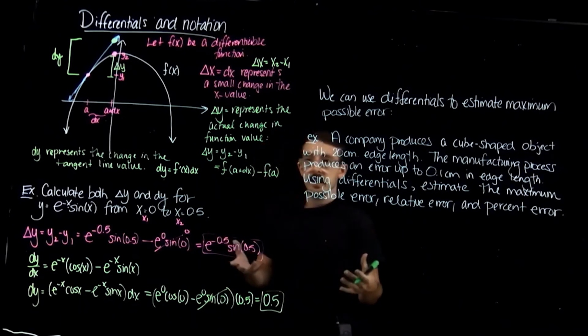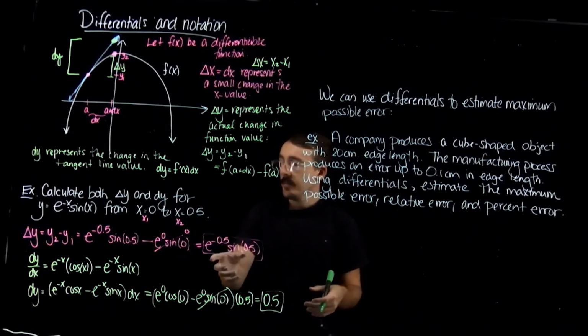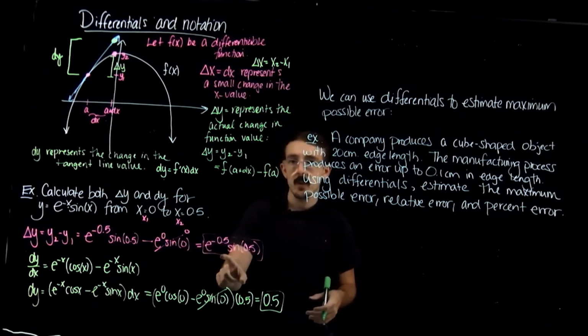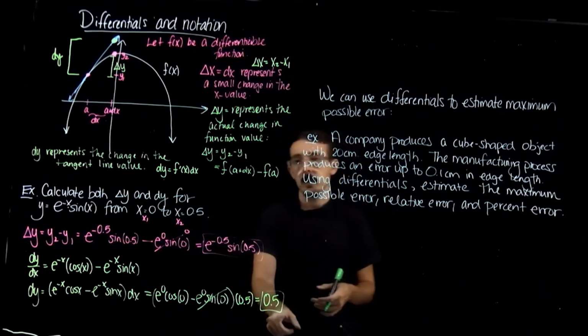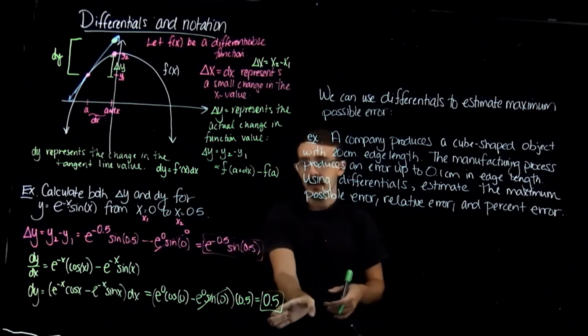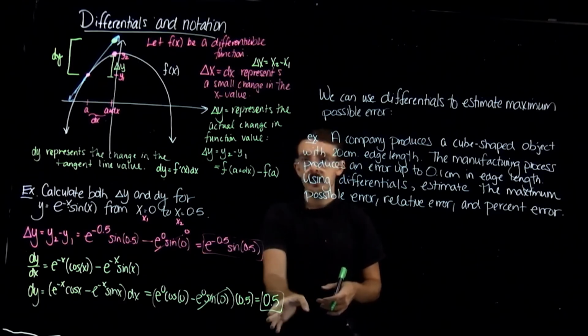So you might want to check if these are close, if this differential was a good estimate for the actual change in value or not. So maybe put this into a calculator, see if it's anywhere near 0.5. But this is how you find the actual change, delta y, and this is how you find the differential.